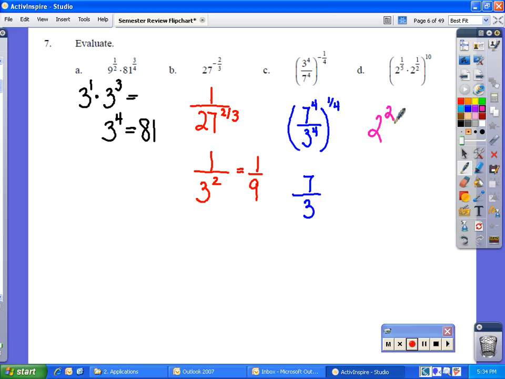1/5 of 10 is 2. And then 2 to the 1/2 of 10, or 1/2 times 10, is 2 to the 5th. This gives us 2 to the 7th. 2 to the 7th is 128. This concludes number 7.